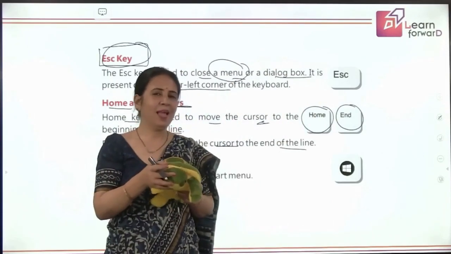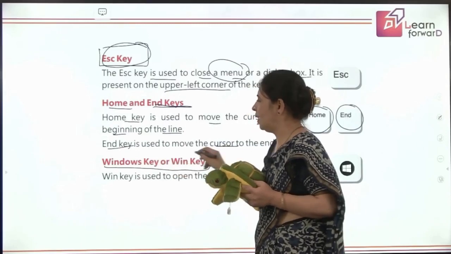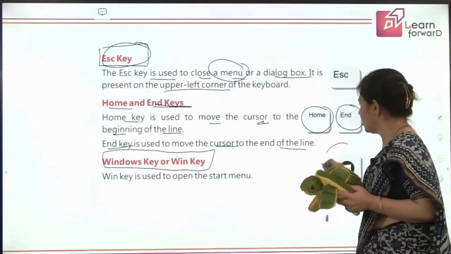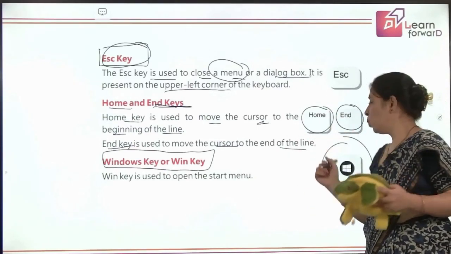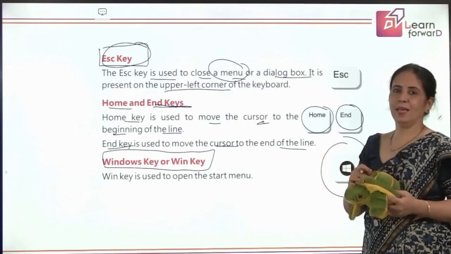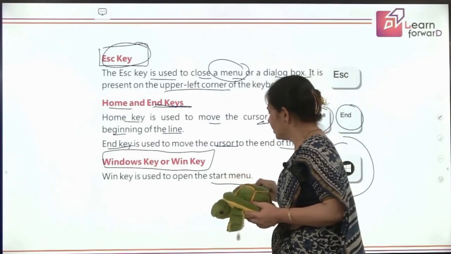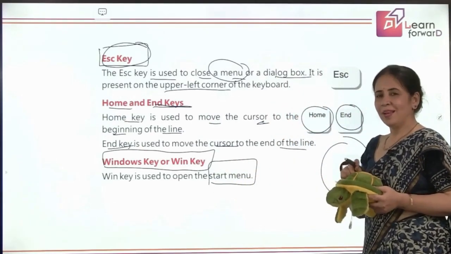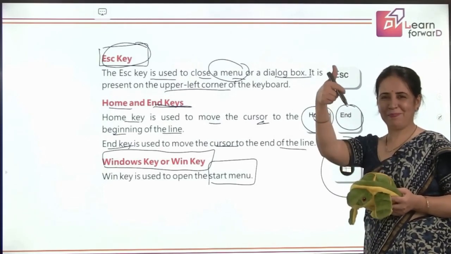Okay, and now we have a special key that's called the Windows key. So whenever you want to reach the start menu of your Windows screen, don't forget to press this key. This is a shortcut to directly reach the start menu of Windows. Clear? Come on, time to show thumbs up.